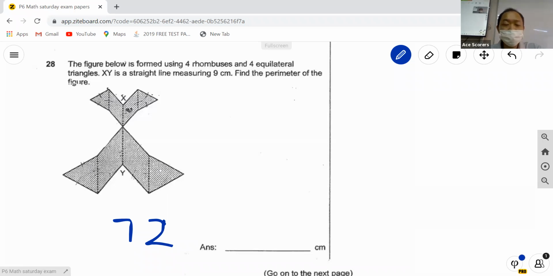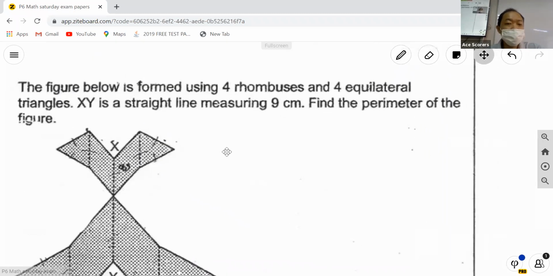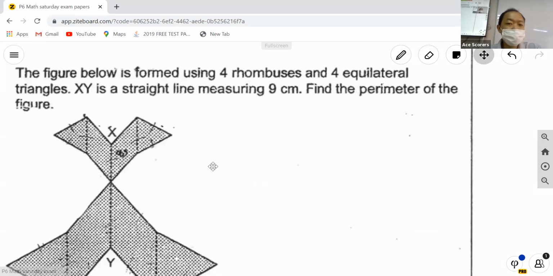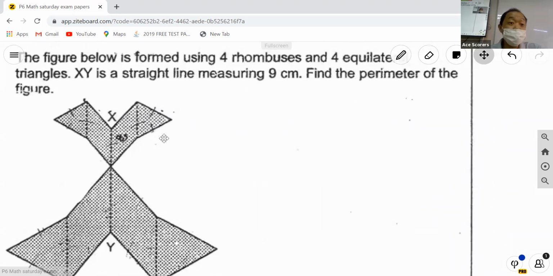Yeah. Then since it's a rhombus, the big rhombus is twice as big as the small rhombus. 9 divided by 3. So the small rhombus is between the equilateral triangles. Now, how do you know the length of this thing? Wait a minute, people. So the whole thing here is 9, correct? 4 rhombuses and 4 equilateral triangles. XY is a straight line, which is 9. Find the perimeter of the figure. This is 9, and therefore?